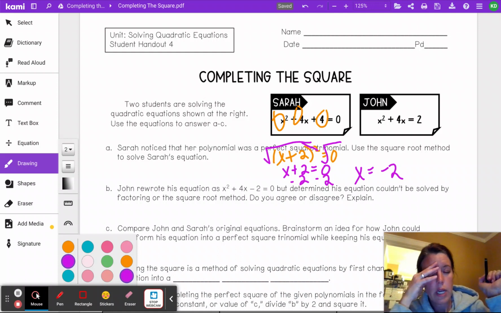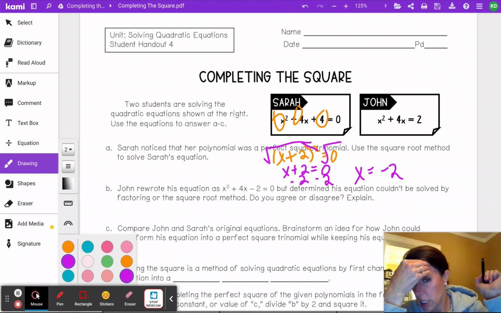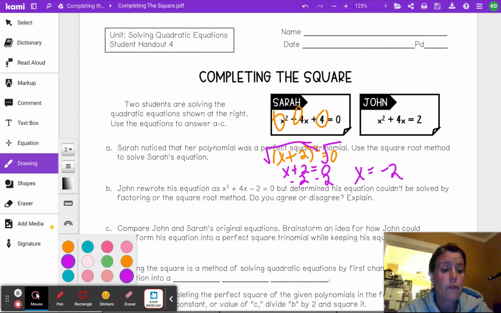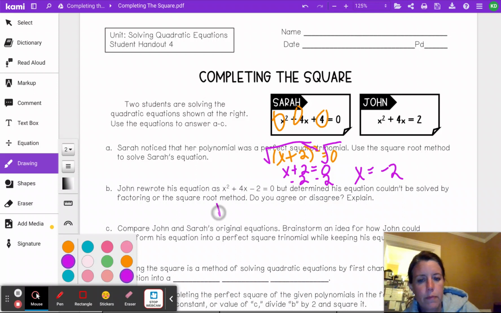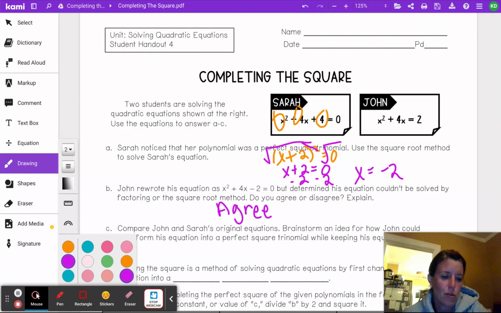Okay. So next one says John rewrote his equation as x squared plus 4x minus 2 equals 0 to try to see if he could factor it. And then he's like, yeah, I can't factor it. There's no way to factor that with factors and sum. Doesn't work. And can't do square root method either because it's not a binomial squared. It's not like x squared equals 25. And then this one has a B term. So we can't do square root method. So I agree. Can't do factoring or square root method.